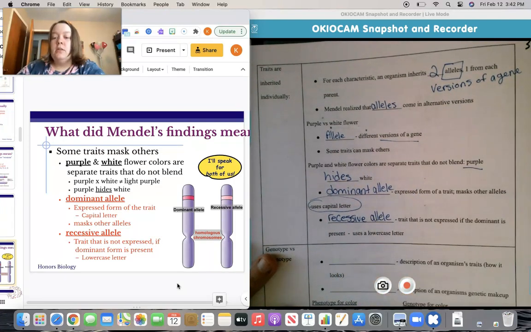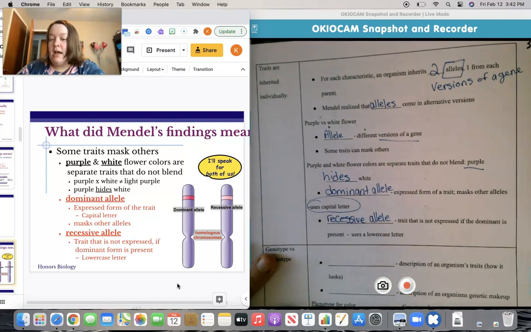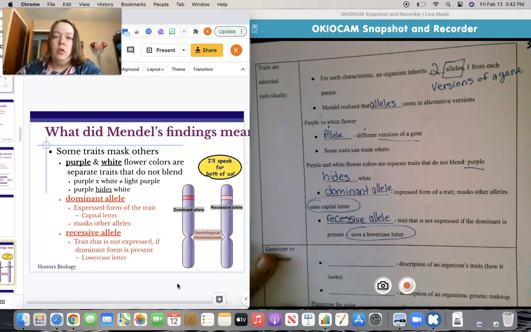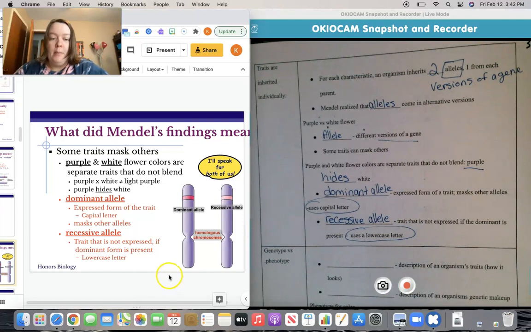So the recessive allele is the one that is easily covered up, it is masked, and we're going to represent that with a lowercase letter. We use the smaller letter to represent the trait that is often covered up or masked.